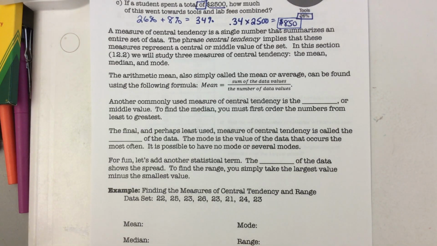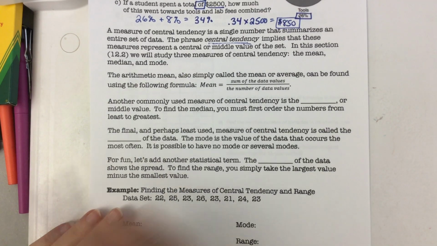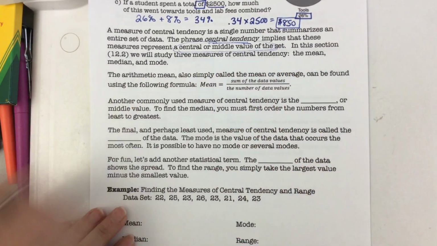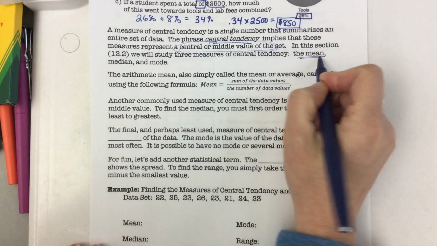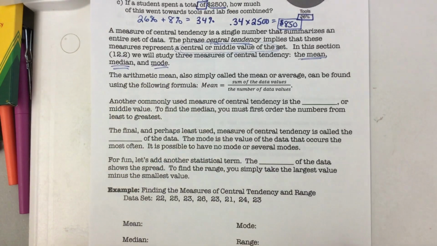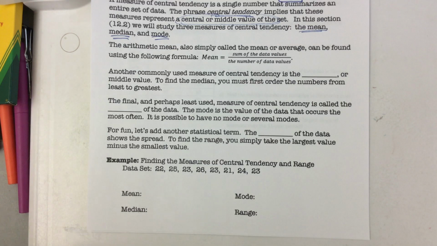So cool. The phrase central tendency implies that these measures represent a central or middle value in the set. So we're not looking at outliers or the biggest value or the lowest value. It's the cluster, whatever's in the center. In this section, 12.2 in your textbook, we are studying the mean, the median, and the mode. Hopefully you have heard those words before. If not, I definitely gave you definitions so you can remember what they are.